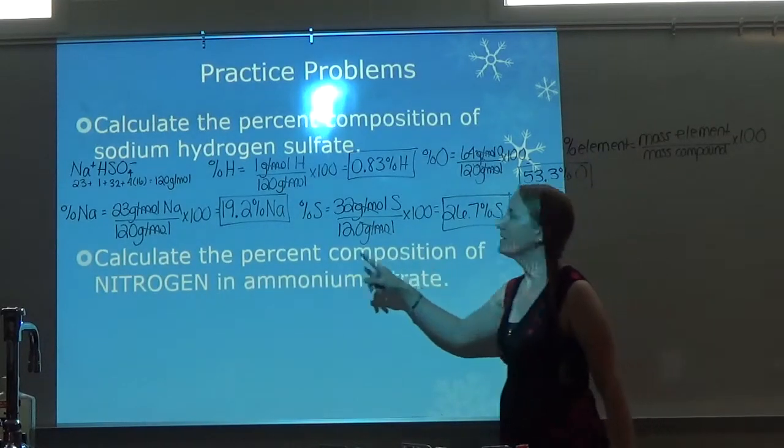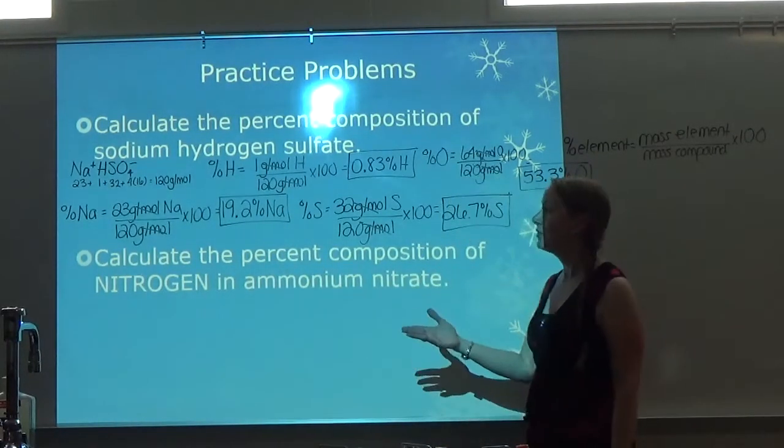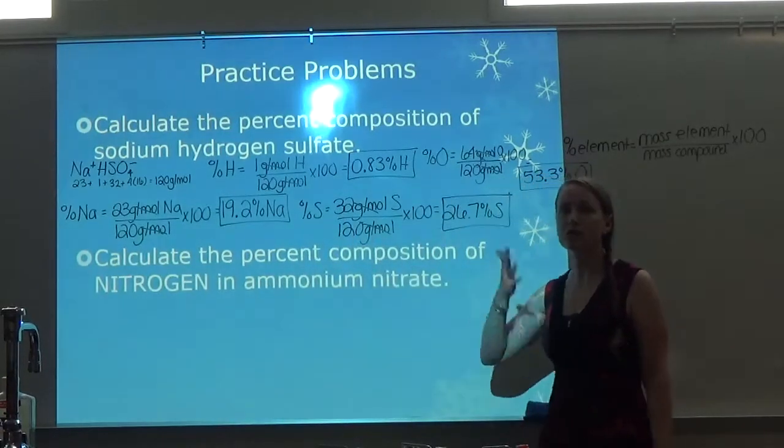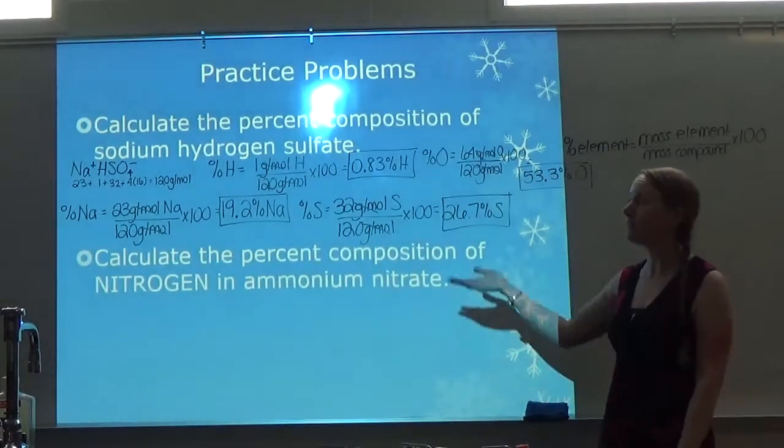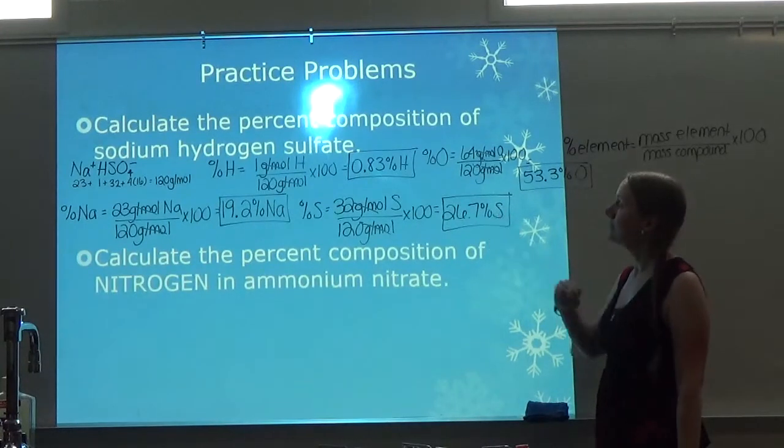And so remember, y'all, I need number, unit, substance. I don't want to see 19.2%. Because I don't know, are you talking about sodium, sulfur, hydrogen, oxygen? Did you even get the formula right and have any of those correct? So you've got to tell me what the substance is.